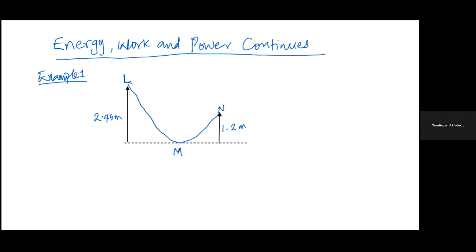Question A. Find the greatest speed of the particle. Question B. Find the kinetic energy of the particle at N.